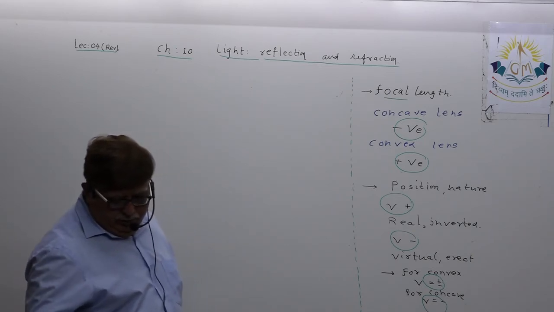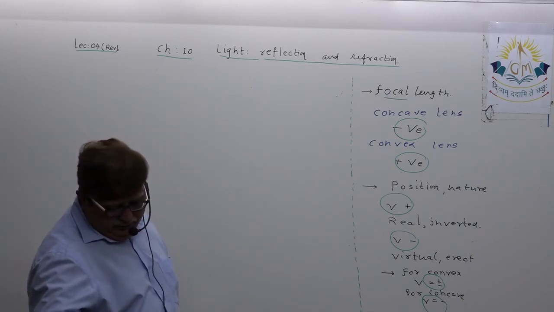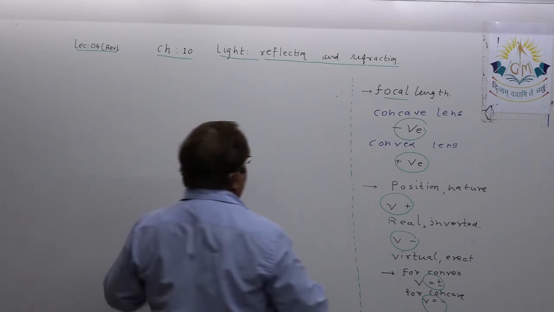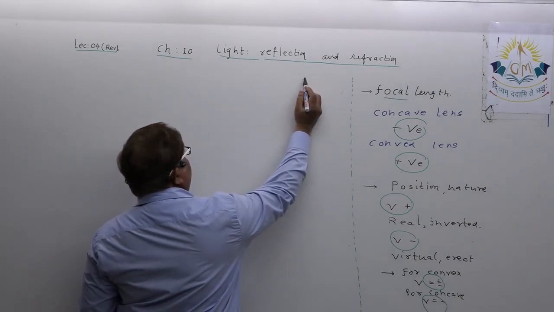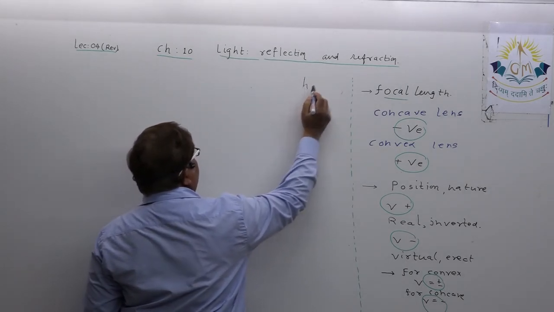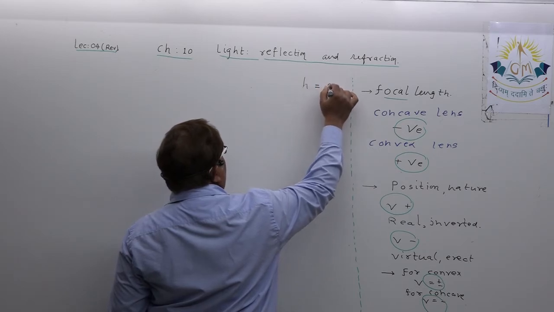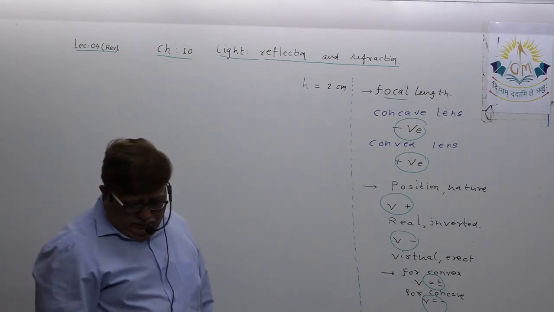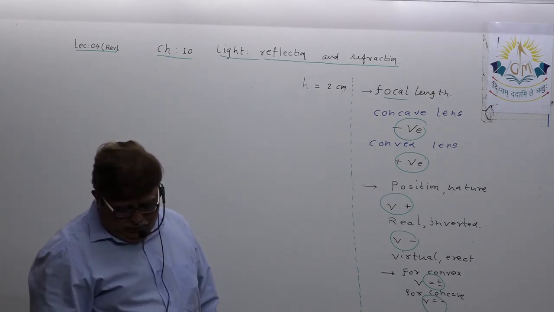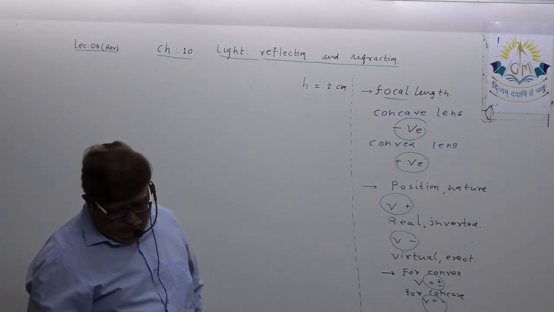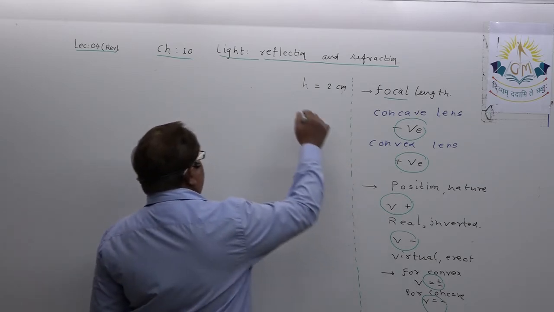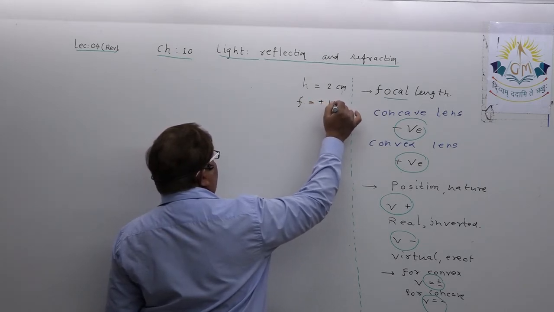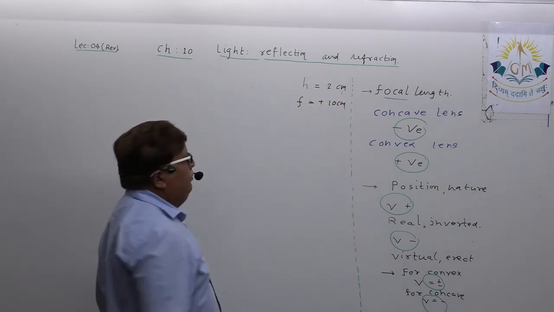Okay. So first, what is given? The height of the object has been mentioned. What is that height of the object? It is mentioned 2 centimeter. So I would like to write h equal to 2 centimeter. It is convex lens, no doubt. Focal length has been mentioned 10 centimeters. So I would like to take f positive. Why? Because it is convex lens.